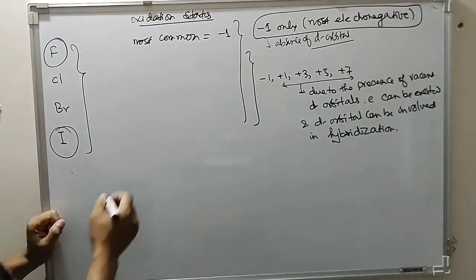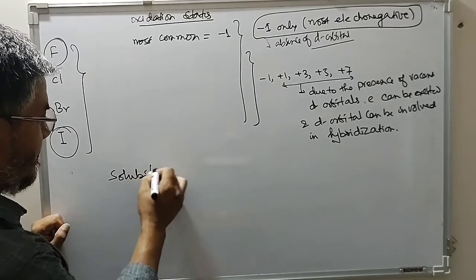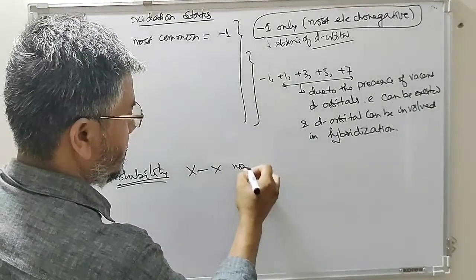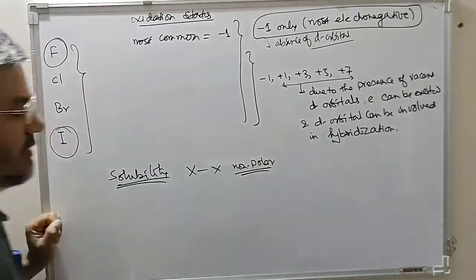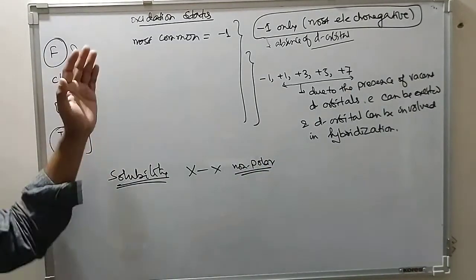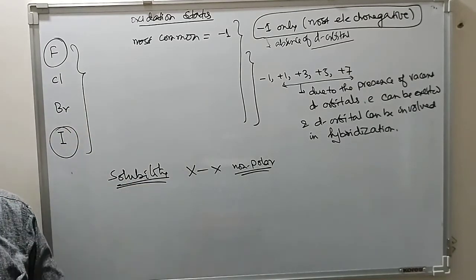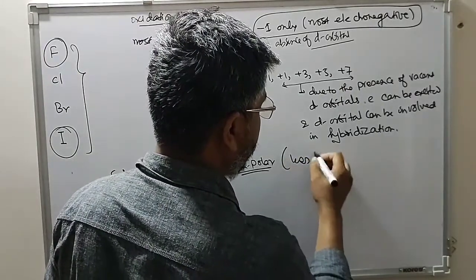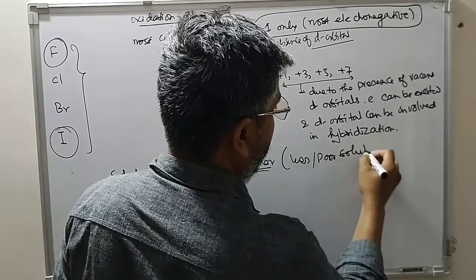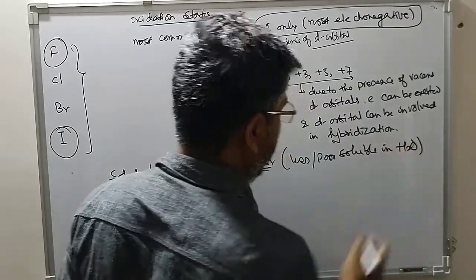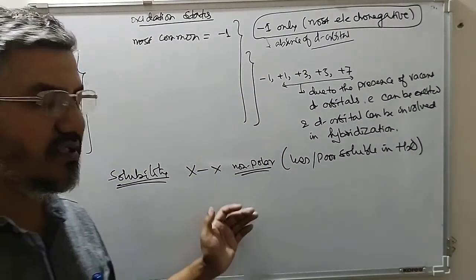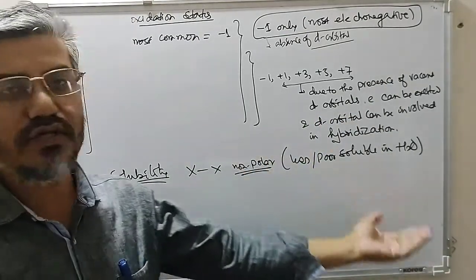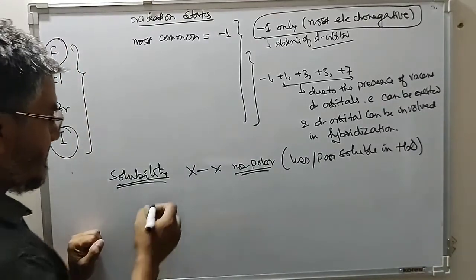Now finally look at solubility. The halogen molecules are non-polar, so these elements are less soluble, or poorly soluble, in water, but they are very much soluble in organic solvents such as benzene, chloroform, carbon tetrachloride, carbon disulfide. These are non-polar solvents.